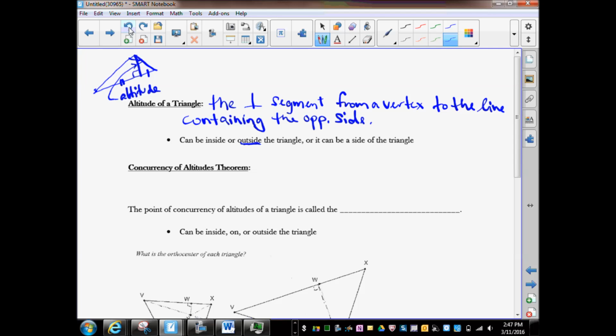What if our triangle looks like this? From this vertex, my altitude would be outside of it, right? So that's what Caitlin was asking about. If I were to do the altitude over here, it would end up being outside. What about the other? This one's a little bit more extreme.